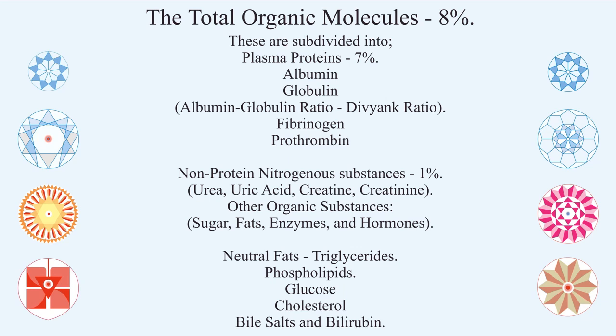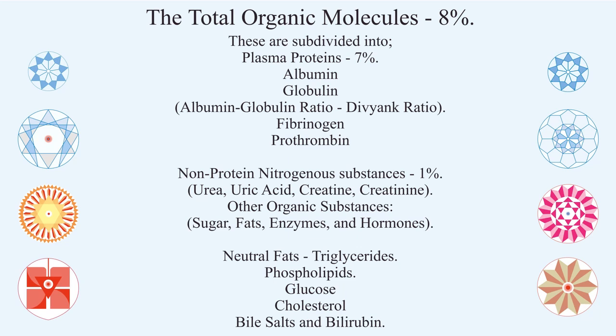What are these organic matters which we are talking about? These are subdivided into plasma protein 7%, which is albumin and globulin. These are the two important proteins which play a very important role as far as energy is concerned. Albumin is used for oncotic pressure as well as giving energy required for that. And globulin is used for infection immunity. And the ratio should be the Divyang ratio. That means albumin is 1.618034, globulin should be 1. That ratio should be maintained.